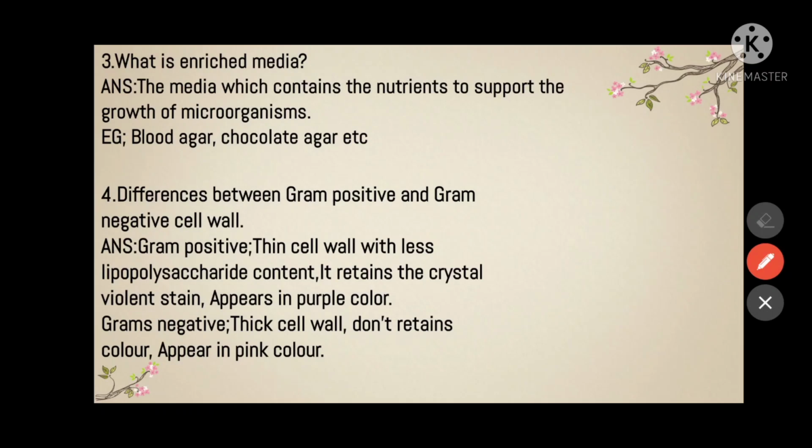Then the difference between gram positive and gram negative. See, gram positive has a thin cell wall with less lipopolysaccharide content. This lipopolysaccharide content is very important.